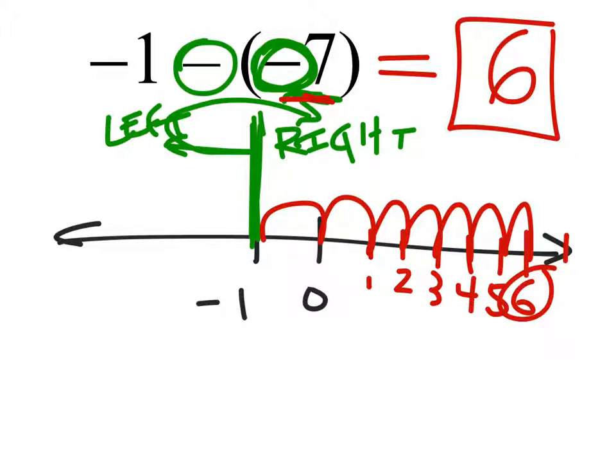So -1 minus -7, as it turns out, because we went to the right, not the left. Why did we go to the right and left? Remember, this minus right here tells us we're going to go to the left. The negative tells us we're going to go the opposite direction of this. So we're going to go the opposite of left, which is to the right.